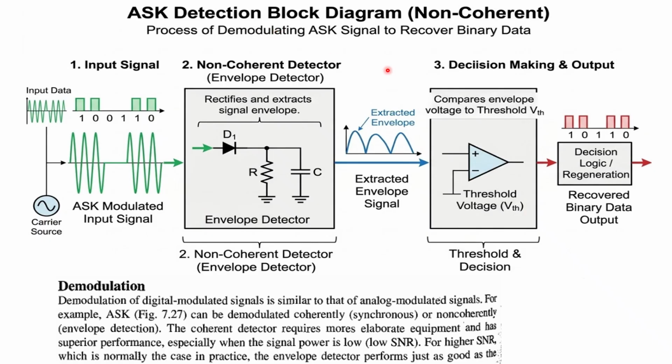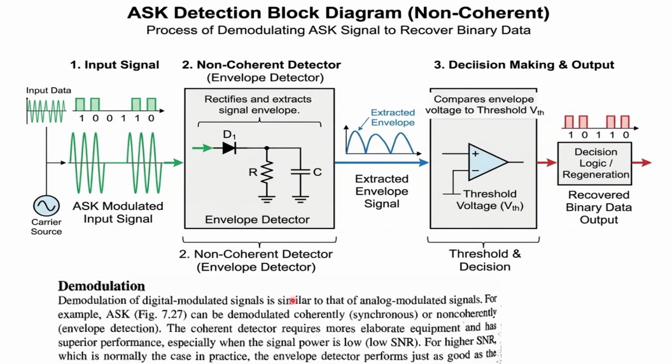ASK detection. Now detection, how will you detect? So for the non-coherent technique, mostly we are going to use an envelope type of detector, and then of course the decision making is there. So demodulation of the digital modulated signal is similar to that of the analog modulation signal, right? Like ASK here you can see. So it can be demodulated coherently or non-coherently.